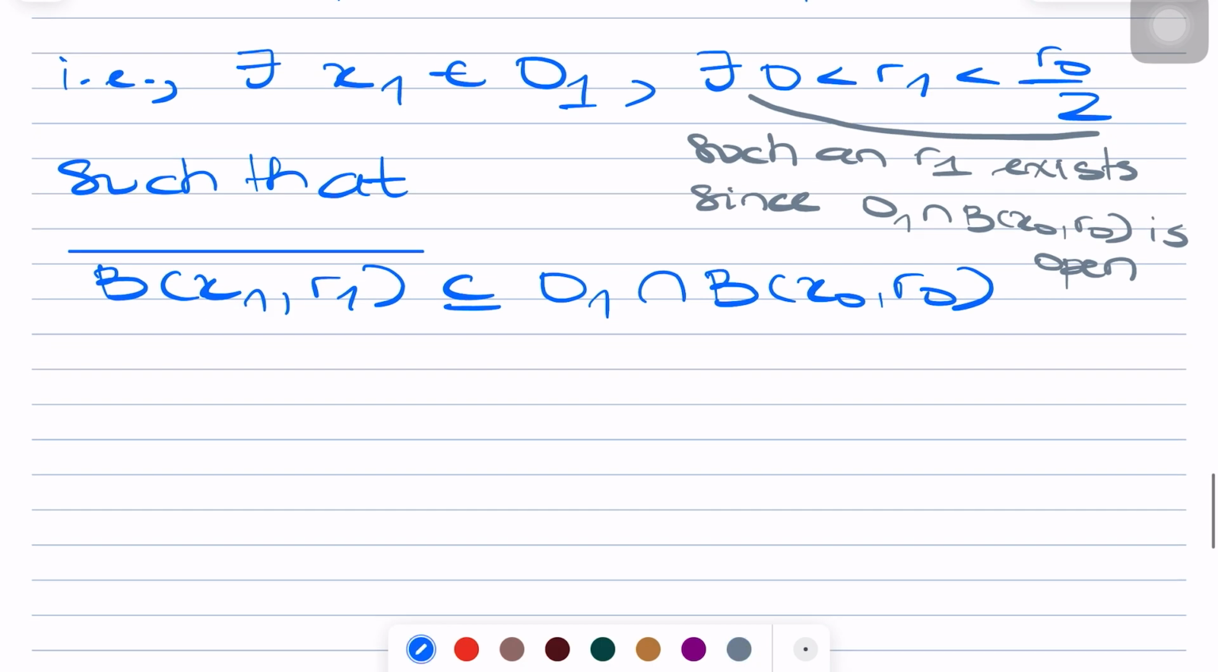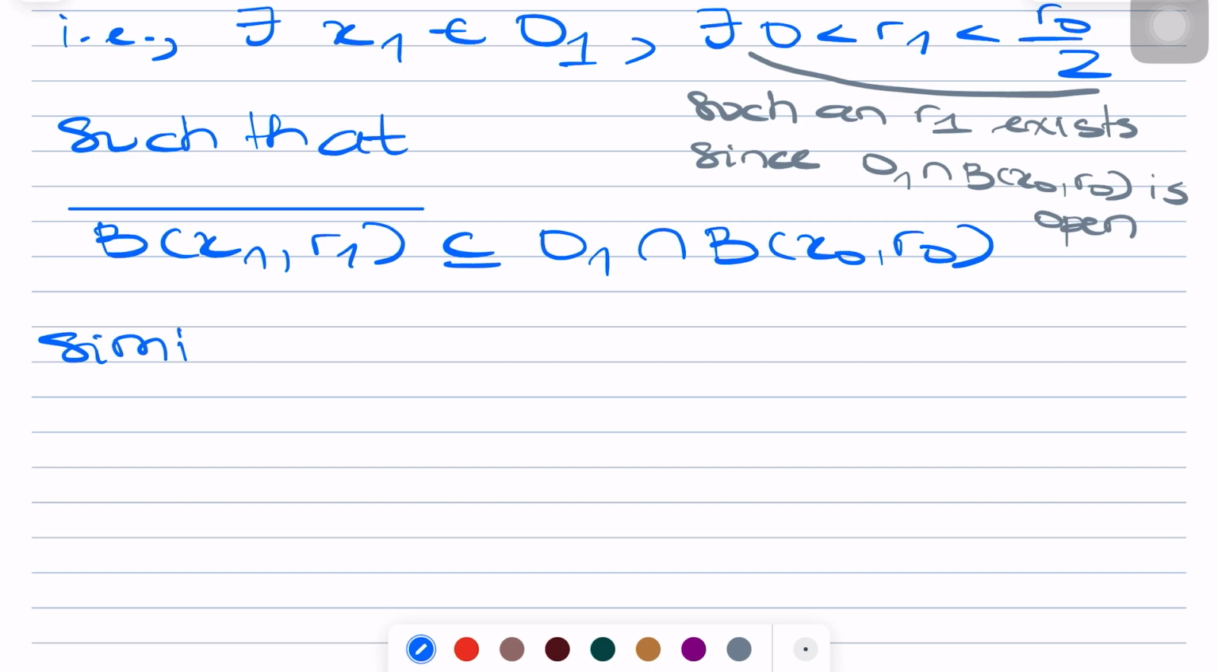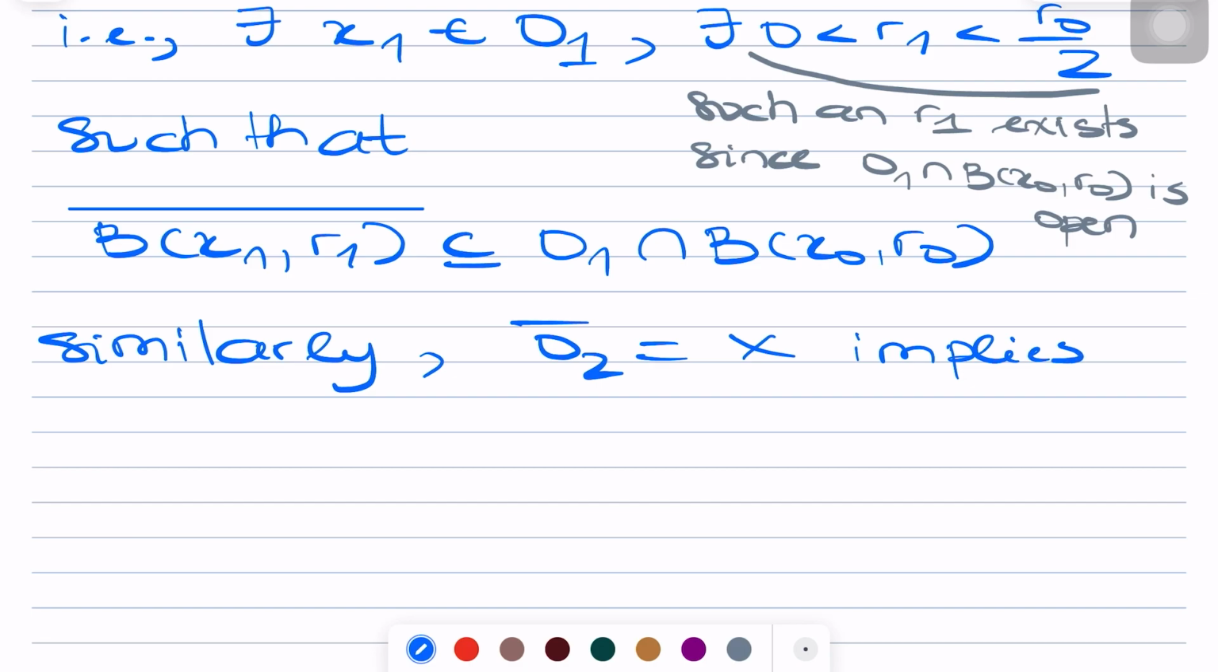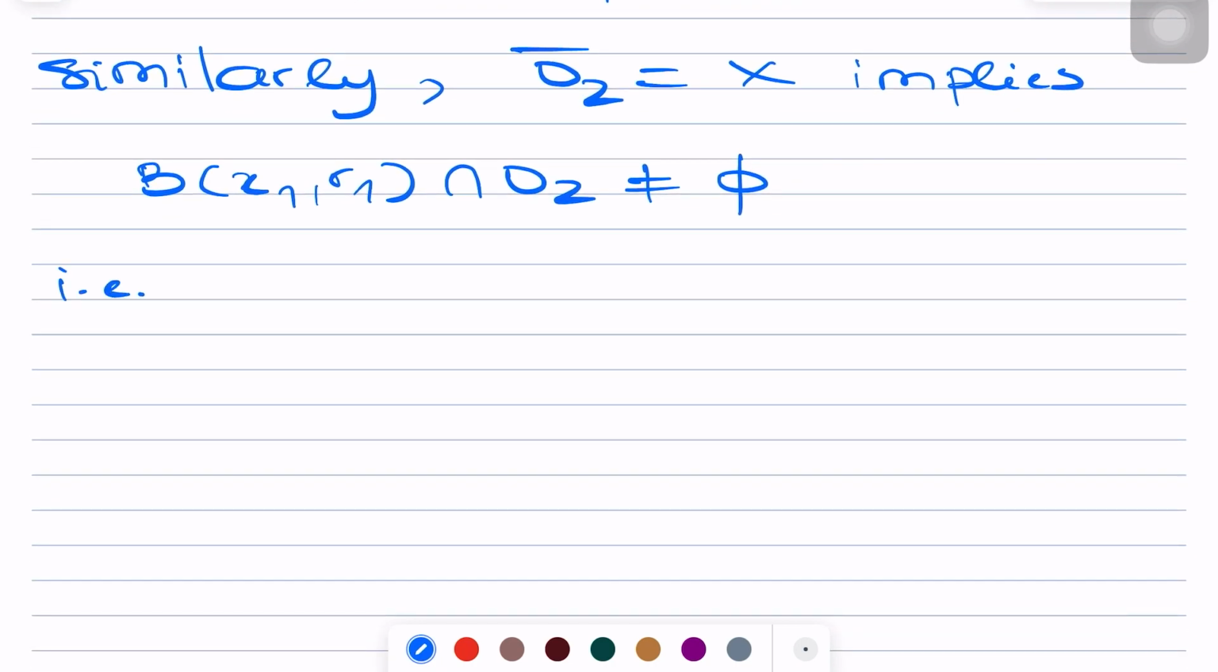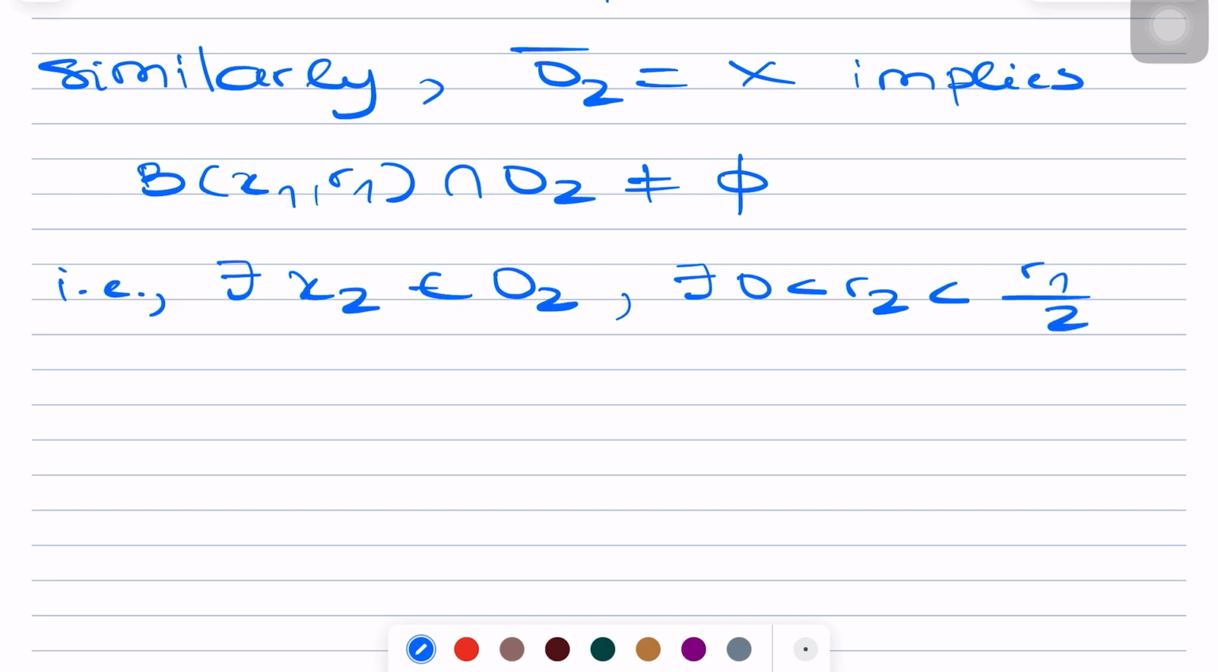So similarly, we do kind of the same trick, now with O2. O2 is dense in X, which implies, now we use the point we constructed, x1, that there exists, well, first of all, this implies that the ball is non-empty, right? So this means there exists x2 in O2, and again there exists a radius for the same reason as above, r2, less than r1 over 2, right?